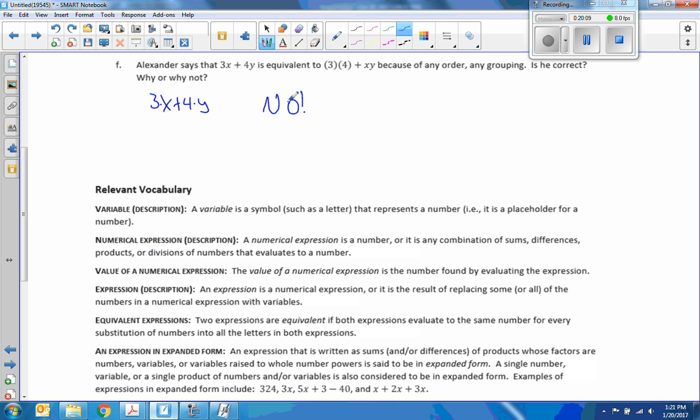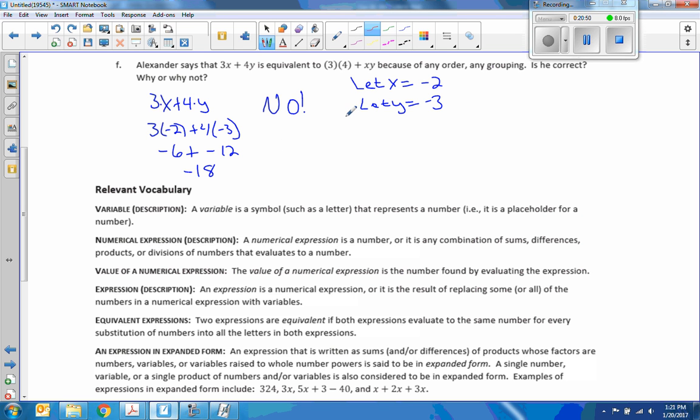And one way to prove this is we can plug values in for x and y. Okay, so let x equal a value. Let's just pick anything. How about negative 2? And let y be, how about negative 3? So then when I plug this in, it'd be 3 times x plus 4 times y. 3 times negative 2 is negative 6, plus 4 times negative 3 is negative 12. Add them, I get negative 18.